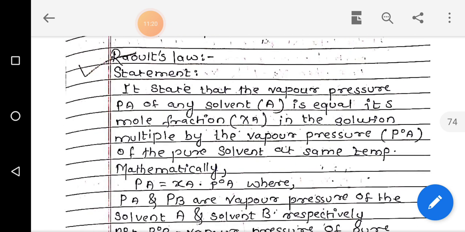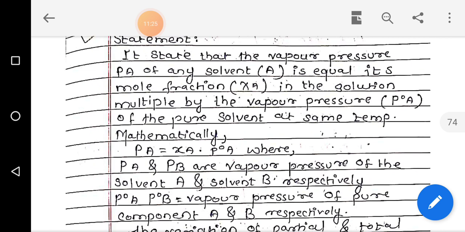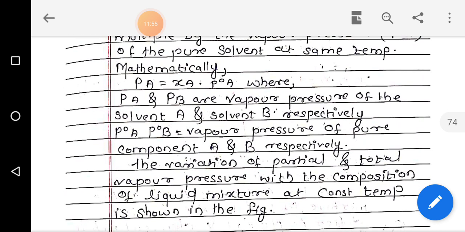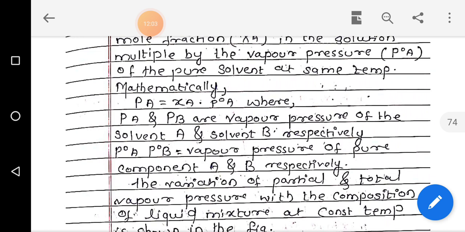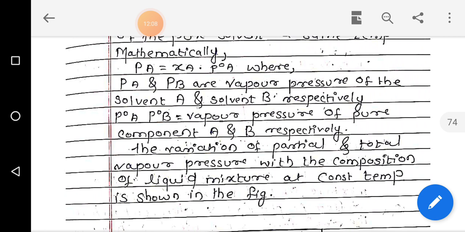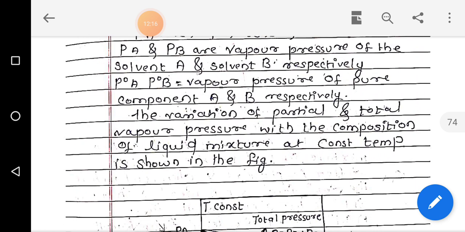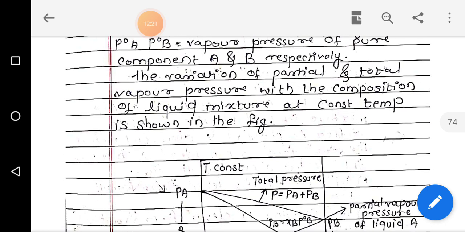Raoult's law states that the vapor pressure PA of any solvent A is equal to its mole fraction XA in the solution, multiplied by the vapor pressure P standard A of the pure solvent at the same temperature. Mathematically, the partial vapor pressure of A is equal to the mole fraction of A into the vapor pressure of pure A, where PA and PB are the vapor pressures of solvents A and B respectively, and P standard A and P standard B are the vapor pressures of the pure components A and B respectively.